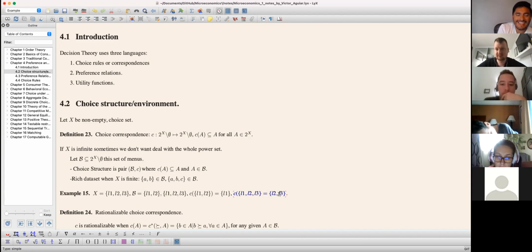So what is this choice correspondence that I'm bringing to the table, right? So what is this actually describing, okay? And this is a mathematical object, right? That we basically borrowed from Mas-Colell, Whinston, Green. We have to think what is the empirical counterpart, seriously, right?